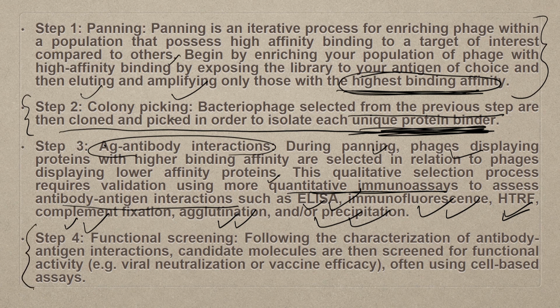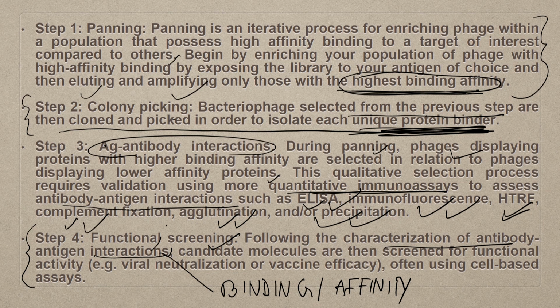Next comes step 4, which is functional screening. Following the characterization of antibody antigen interaction, which is basically the binding interaction or binding affinity, candidate molecules are then screened for functional activity, that is viral neutralization, vaccine efficacy, often using cell-based assays. So, the final game is: is it able to neutralize your antigen? Is it able to neutralize the virus against which this antibody has been produced?